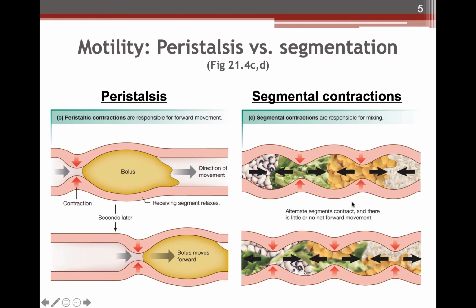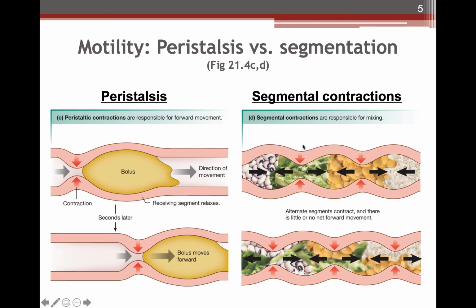This happens a lot in the stomach. It also happens in the small intestine to keep the food mixed with the enzyme so that chemical reactions can happen easily and quickly. And so here, just imagine this as a section of the small intestine where we've got these different food components like rice and corn and maybe guacamole and beans, all sort of separated. Well, we want to get this all mixed up and homogenized.